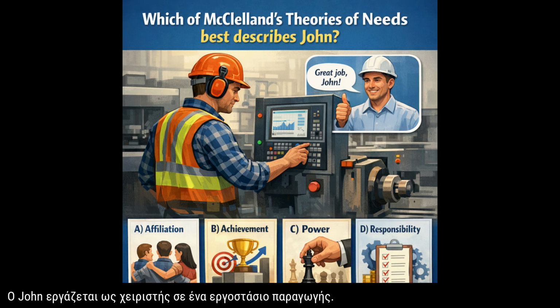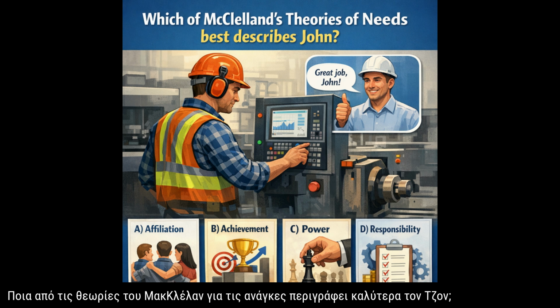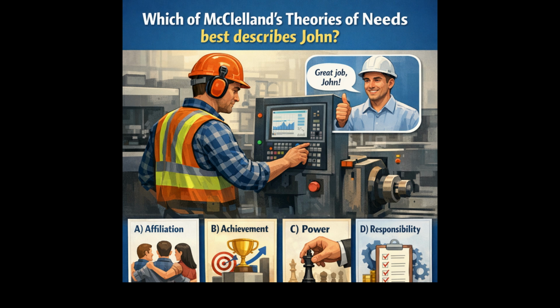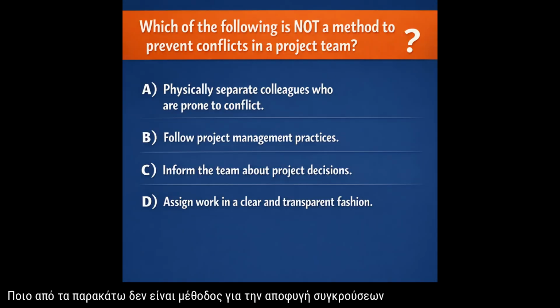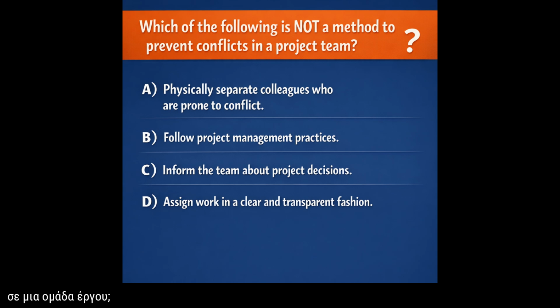John works as an operator at a manufacturing plant. He performs best when he feels challenged by his work and receives recognition from his supervisor. Which of McClelland's theories of needs best describes John? A. Affiliation, B. Achievement, C. Power, D. Responsibility. Which of the following is not a method to prevent conflicts in a project team?